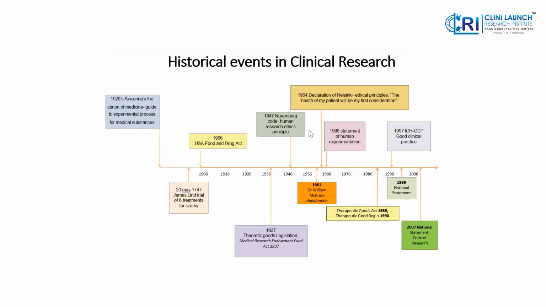Then in 1997, we have the ICH-GCP. ICH-GCP is the International Council for Harmonisation Good Clinical Practice. By having the ICH-GCP, we have the ethical guidelines and scientific principles that, as of now, are also in force. We are all using the ICH-GCP for the conduct of clinical trials. In ICH-GCP, we basically have four guidelines. First is the quality guideline, the second is the safety guideline, the third is the efficacy guideline, and the fourth is the multidisciplinary guideline.